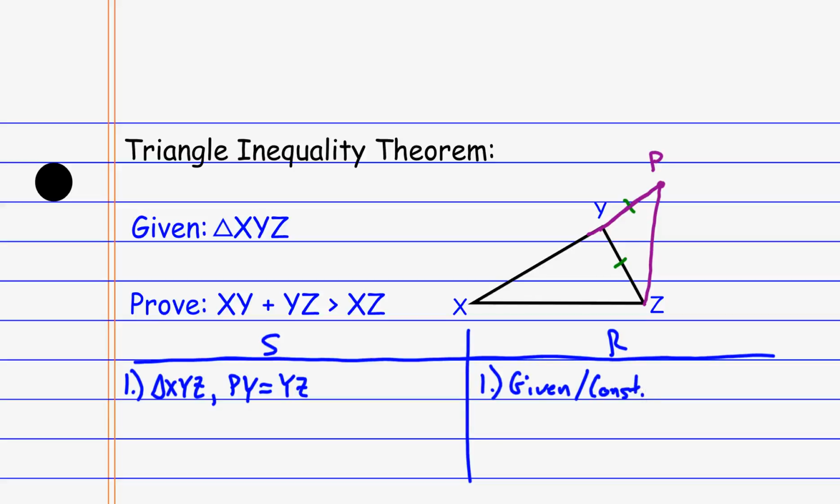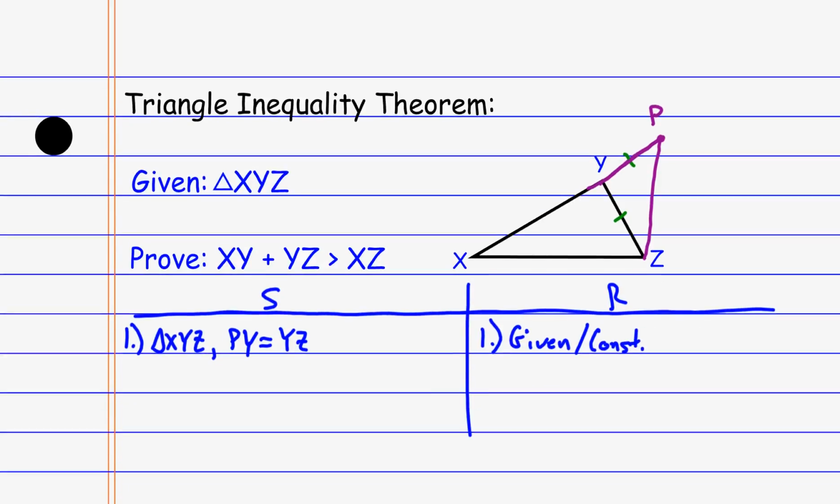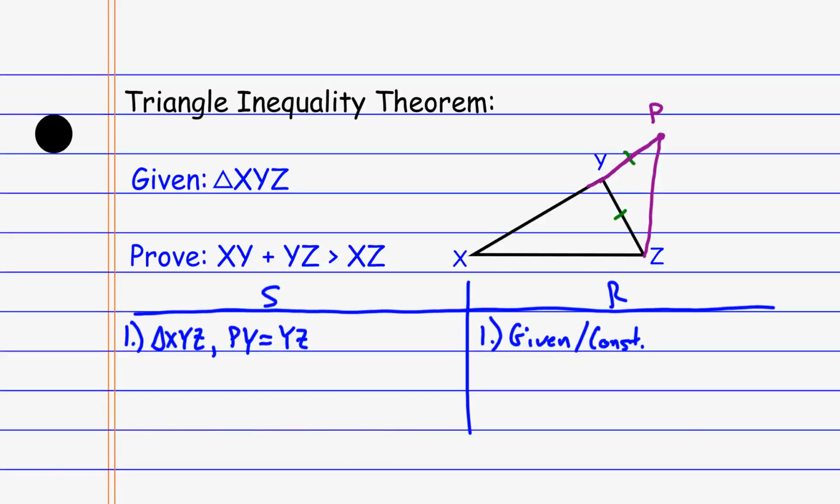Because really the constructions become part of our given as we draw those out. So I'm just going to include those in one step. And now I'm going to go from here. I'm also going to label some of these angles to make things a little bit easier for myself. I'll call this angle 1, angle 2, angle 3. And I could label other angles, but I believe those are the ones I'm going to need.